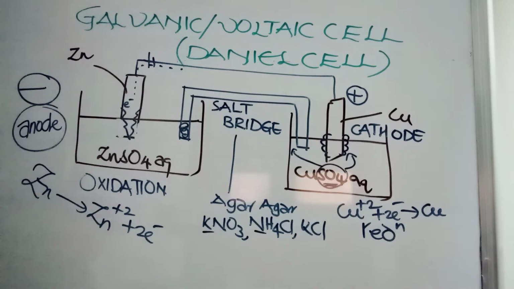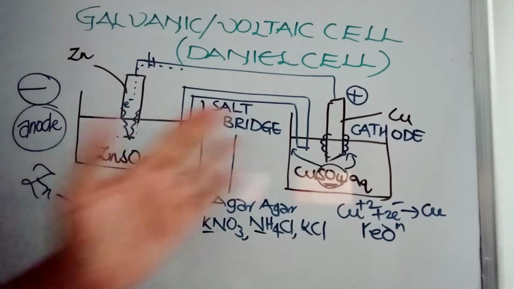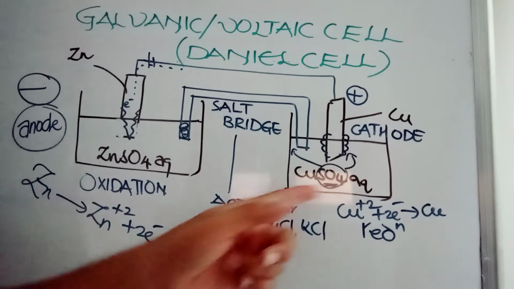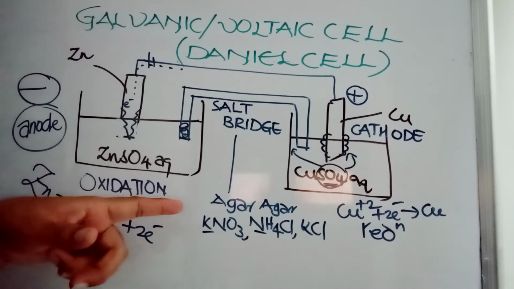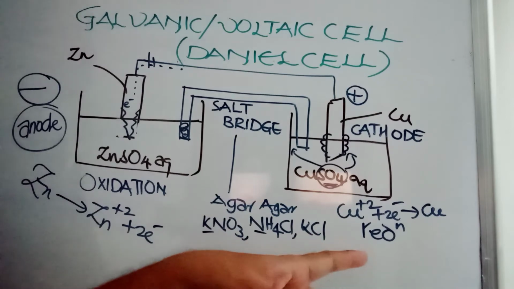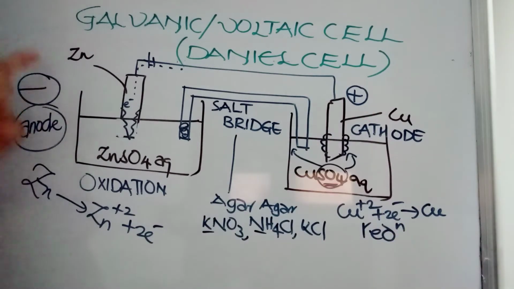salt bridge cell. Okay, the salt bridge's job is to avoid the accumulation of the ions at these places. So here zinc is dissolved into zinc plus 2. Here copper plus 2, which is in the dissolved state, is converted into copper. Here it is oxidation, here this is reduction.